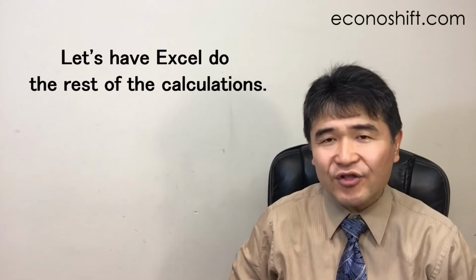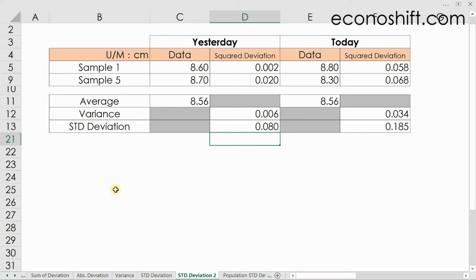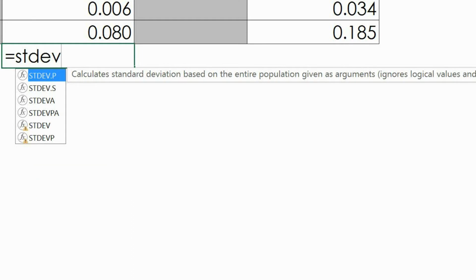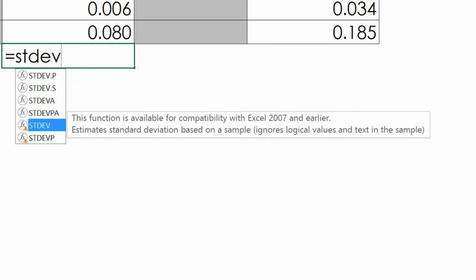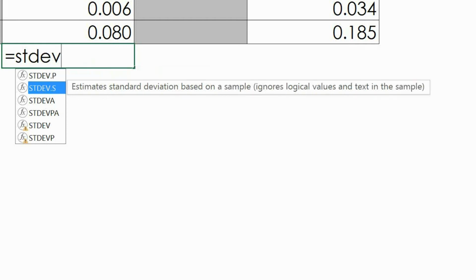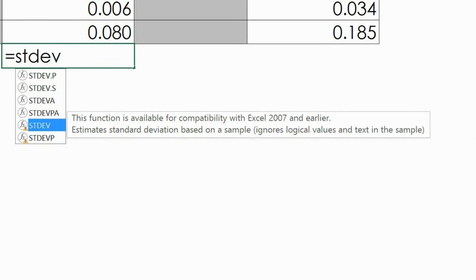Do you understand the concept of standard deviation well? If so, let's have Excel do the rest of the calculations. In Excel, type equal STDEV, which stands for standard deviation. Then you'll see there are several standard deviation functions. If you are using Excel 2010 or newer, use the stdev.p function or the stdev.s function. With an earlier version, use the stdevp or stdev.